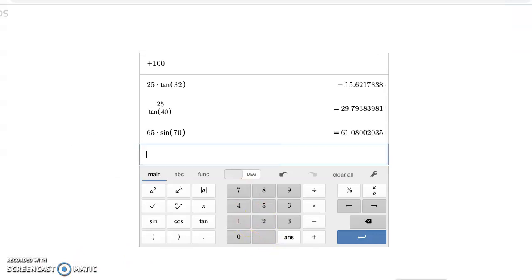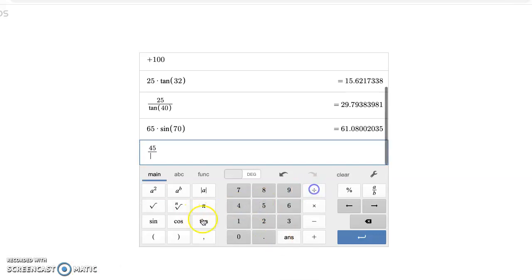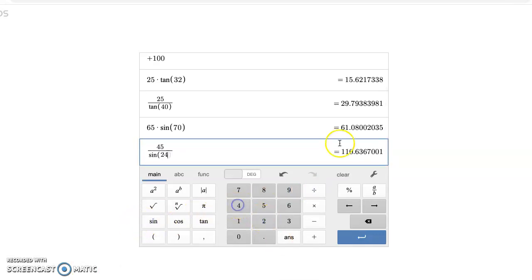I'm sorry, I forgot the numbers. 45 divided by the sine of 24, and we are about 111.